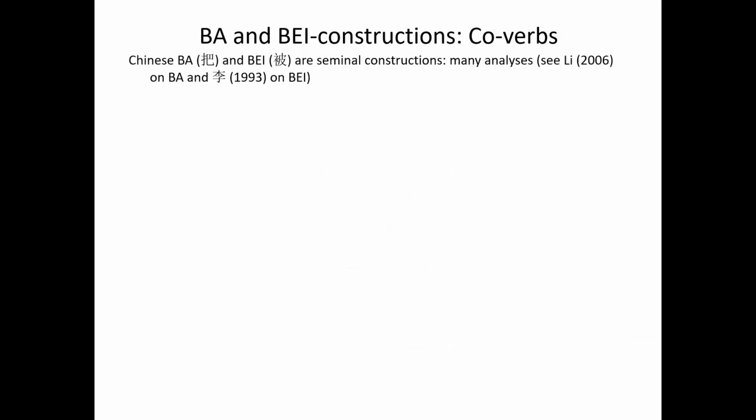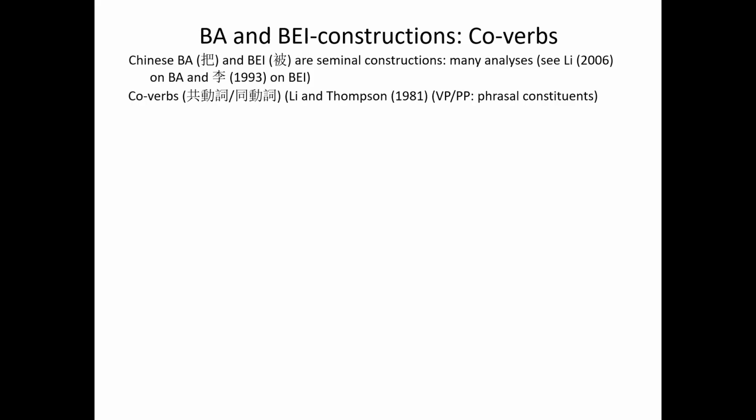Yeah, so the two constructions to discuss today are bǎ and bèi. The bǎ and bèi are two seminal constructions. There is a huge amount of scholarship that has been done on these two morphemes and their constructions. For summaries, see Li 2006, also Li 1993. They give a summary of the research background to these two constructions, and as we can imagine, the amount of research that's been done on these two constructions is massive.